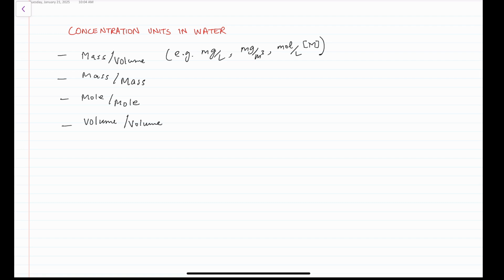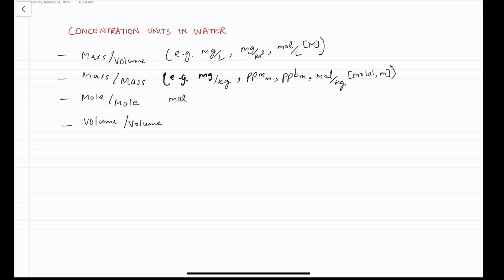Then mass per mass can be, for example, milligram per kilogram. It could be ppm to the base m, ppb to the base m. The subscript m denotes that this is on a mass basis. Could be moles per kg. And moles per kilogram is sometimes called molal, denoted by lowercase m, although we're not going to use it a lot. It's not a frequently used unit.